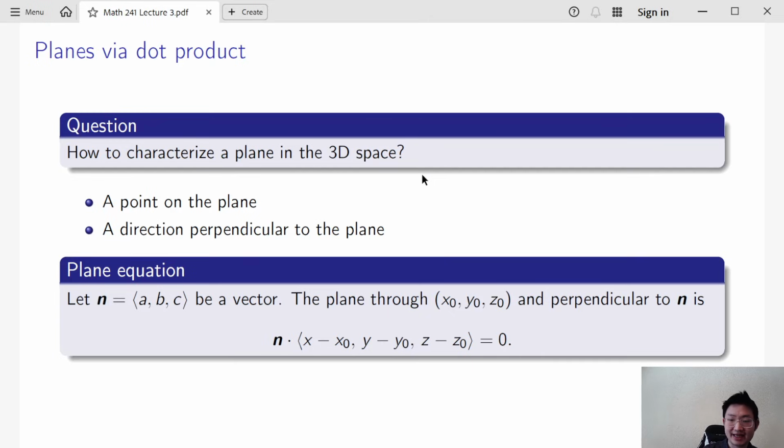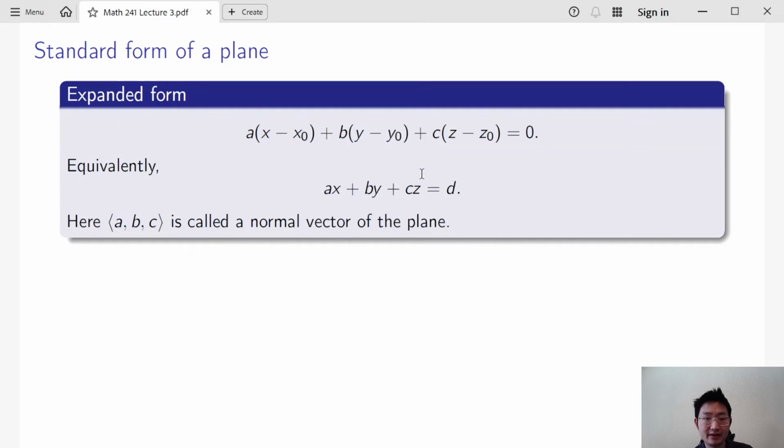We can expand this expression using the definition of the dot product, and the result is a linear equation: Ax plus By plus Cz is equal to d. Here the vector ABC is the vector perpendicular to our plane. It is called a normal vector of the plane.